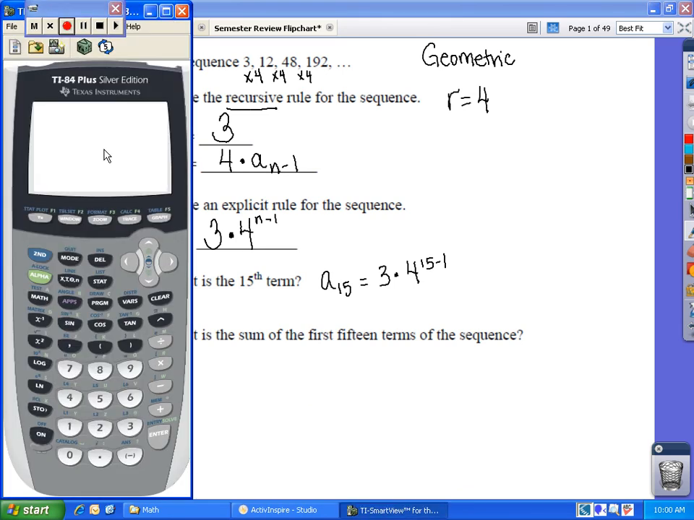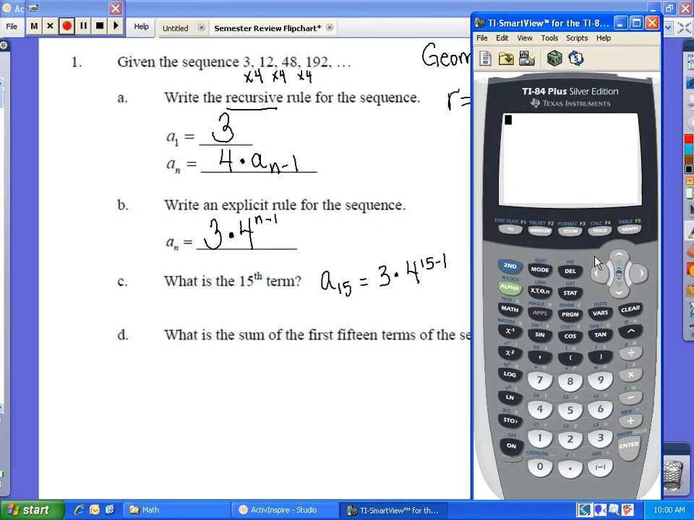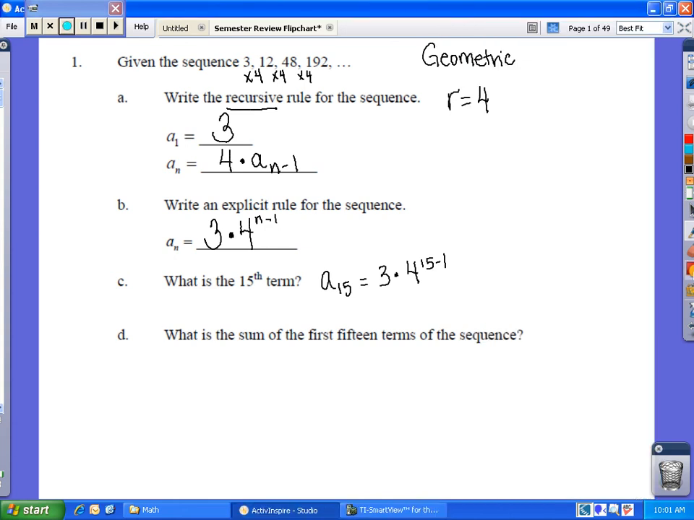So now if I put this in my calculator, I'm going to put in 3 times, again you can't do the 12 to the 15 minus 1, it would be 4 to the 15 minus 1, which is 14th power. So you get 805,306,368.